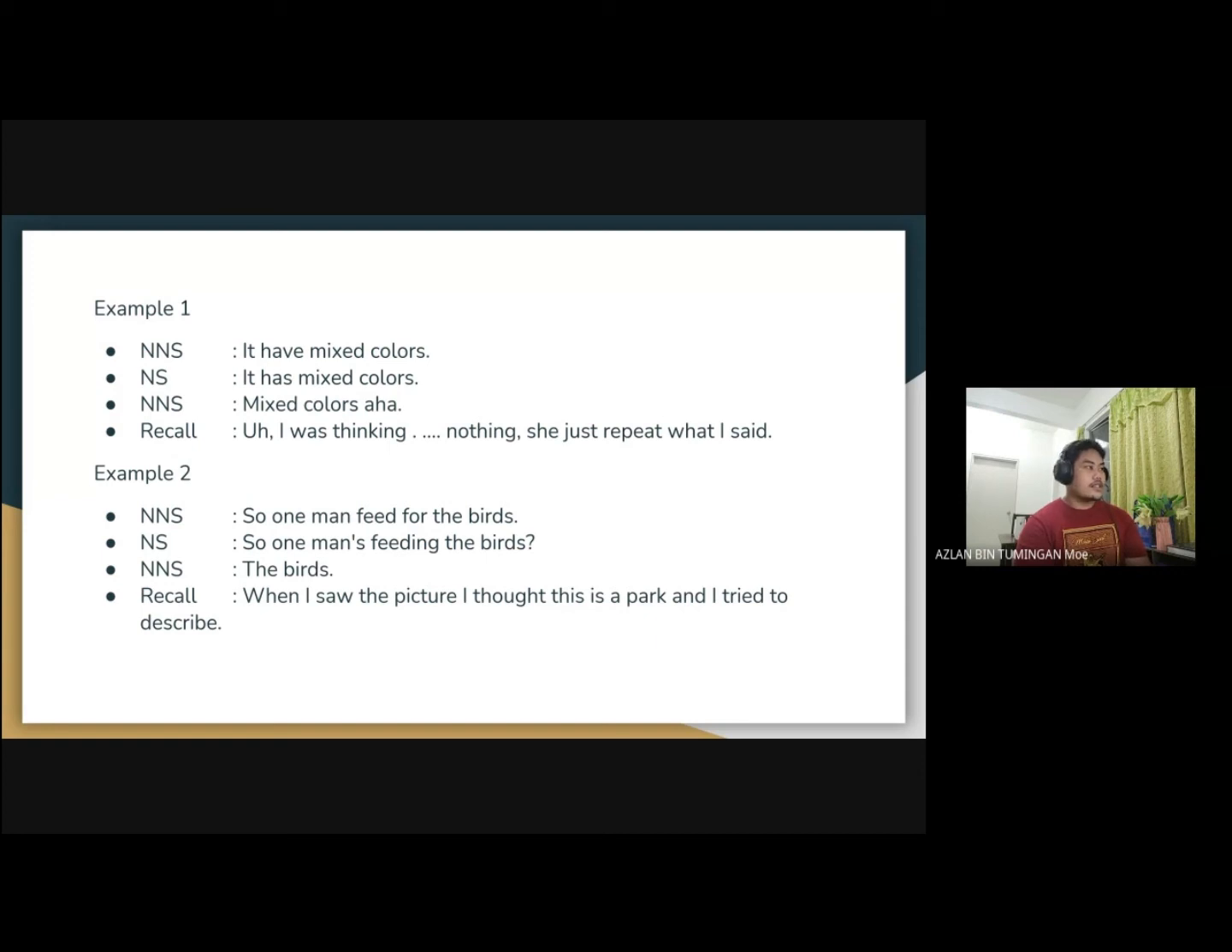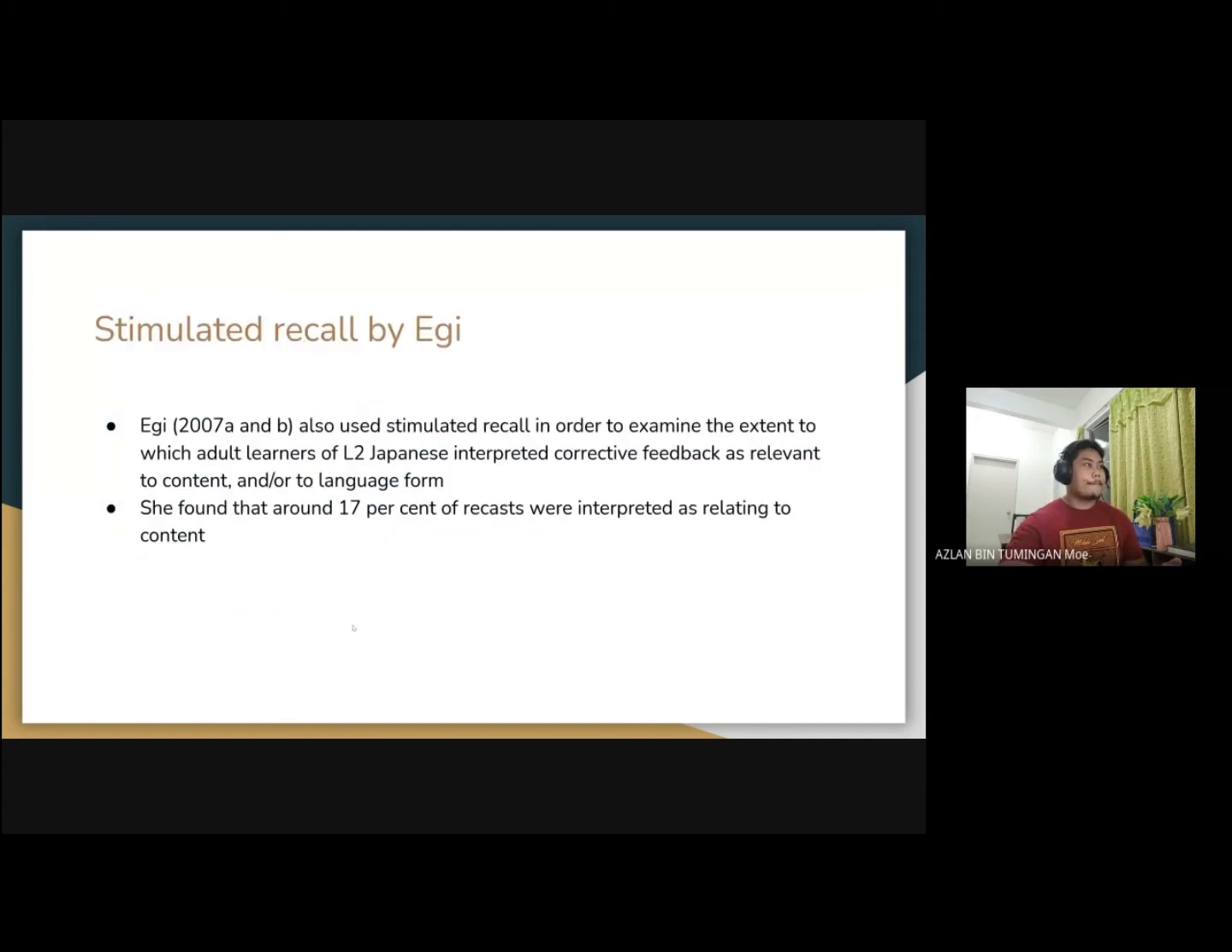And then the second example, the non-native speaker: so one man feed for the birds. The native speaker answered, so one man's feeding the birds. The non-native speaker: the birds. So when they go through it again and recall: when I saw the picture, I thought this is a park and I tried to describe it. So the non-native speaker is trying to describe the park, so he or she used a man feeding the birds.